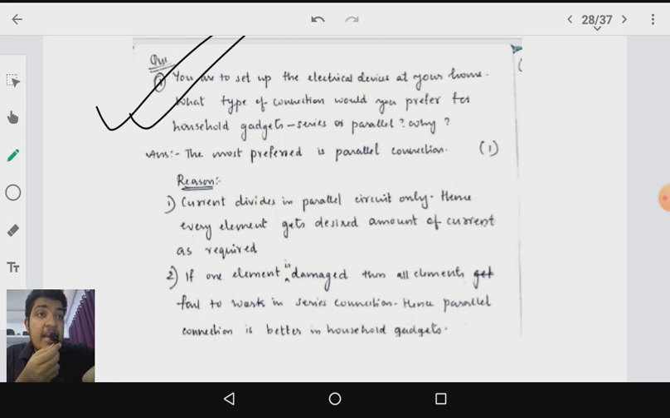You are to set up an electric device at your home. What type of connection would you prefer and why? Is it series combination or parallel combination? Now we know that current divides in parallel combination and potential difference divides in series combination, right? So in series combination, if I am connecting a bulb, a heater, a toaster and a television in series, what happens? The current that is flowing through each of these will be the same.